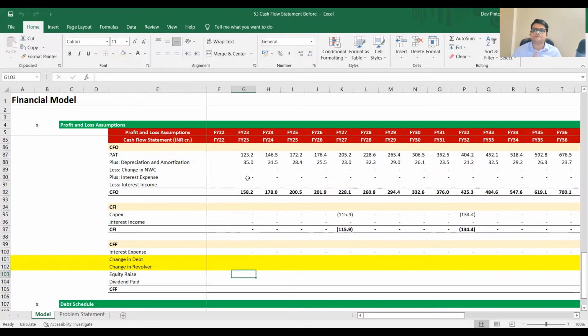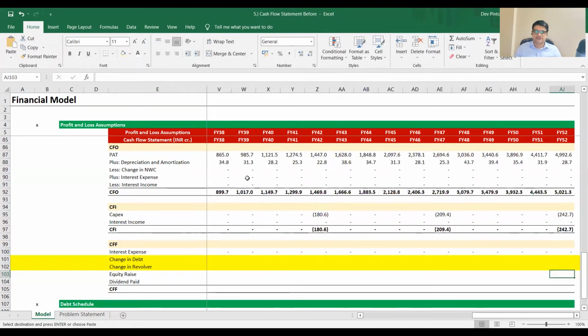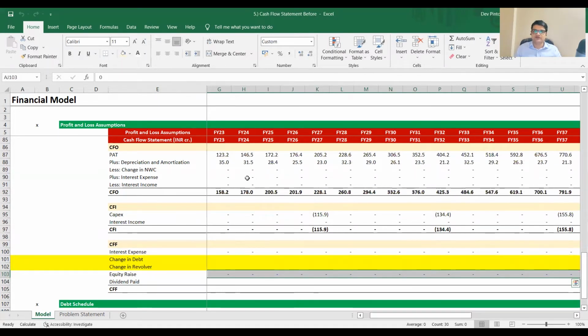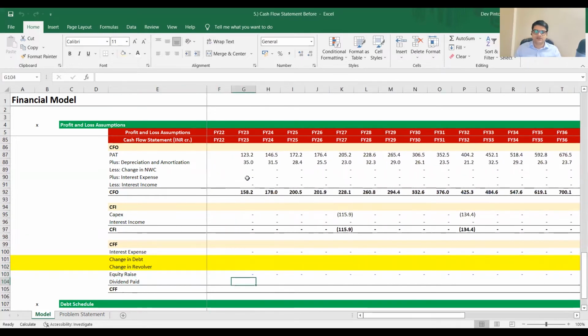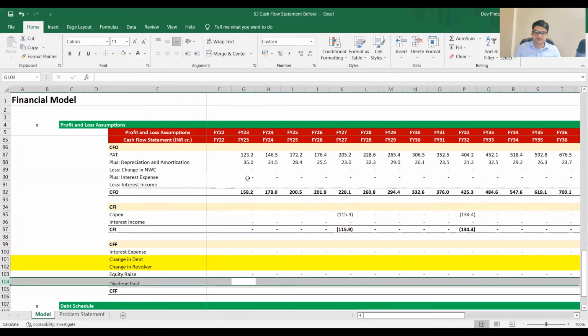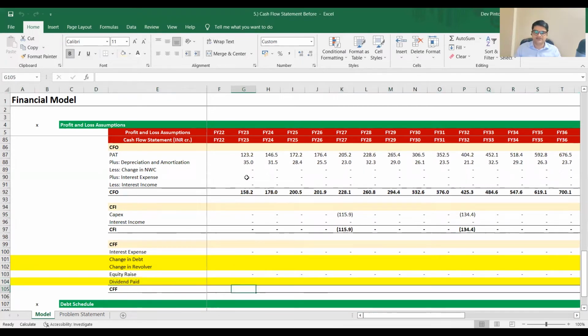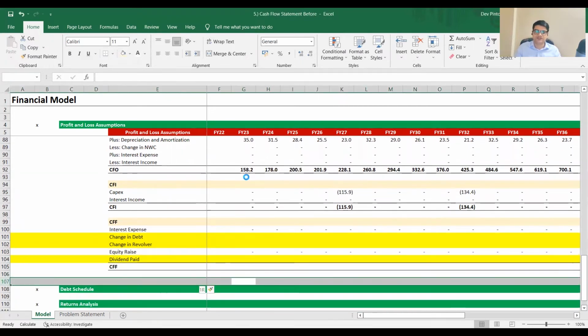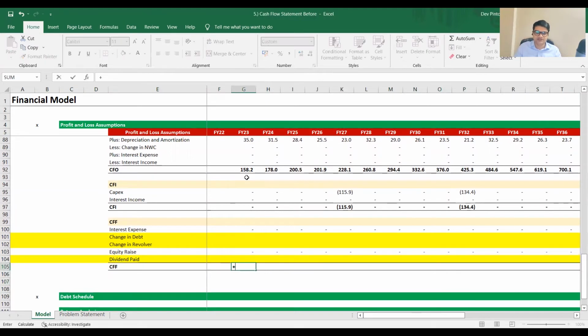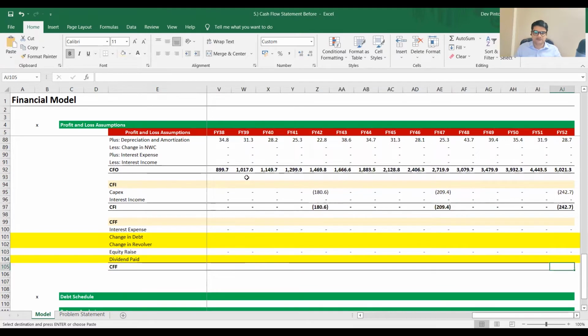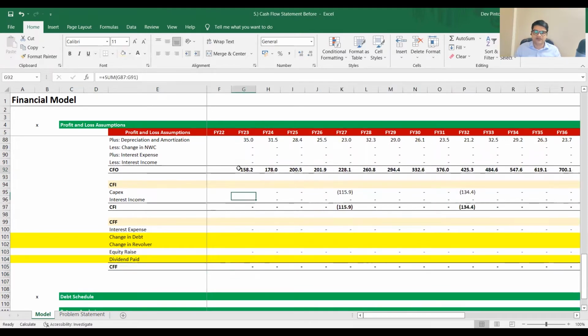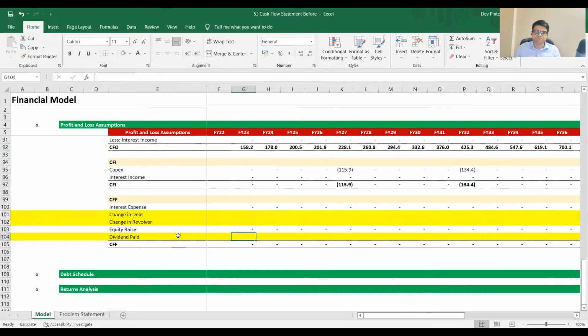Equity raise. So we've not been told anything about equity raise. Let's just assume it's going to be 0, because let's assume if we need additional capital, it'll come through revolver debt. So this is 0. Dividend paid again is going to come from the debt schedule. Sum these up, right? So we have CFO now, we have CFI, and the only thing left is certain elements of CFF.